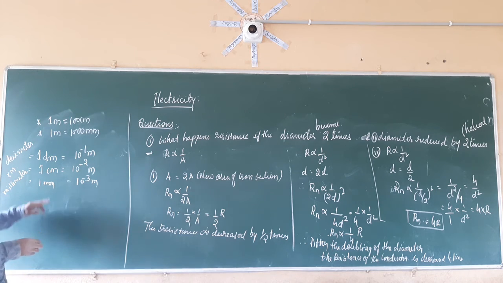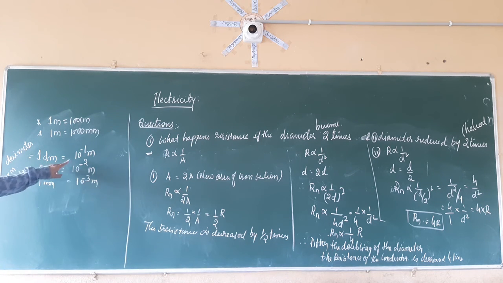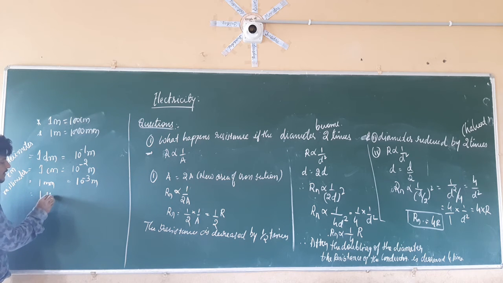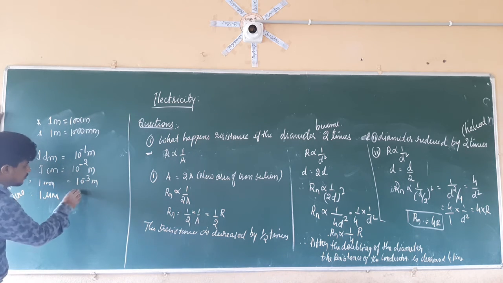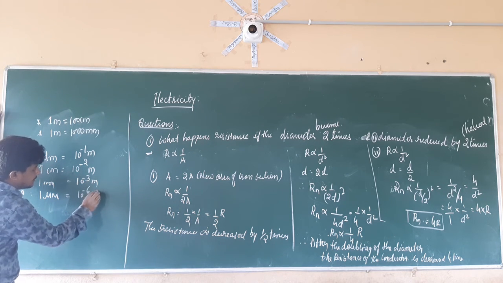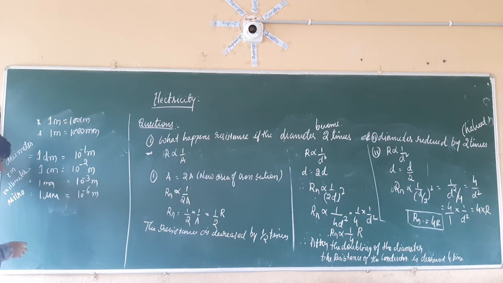So if you have deci, that means 10 raised to minus 1. If you have centi, that is 10 raised to minus 2. If the prefix is milli, that is 10 raised to minus 3. In the same way, 1 micrometer, micro, not macro, is equal to 10 raised to minus 6 meters.